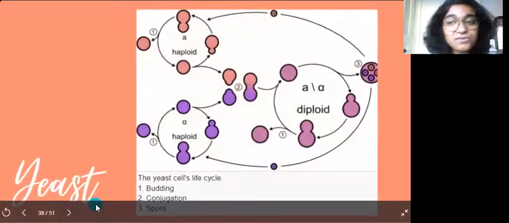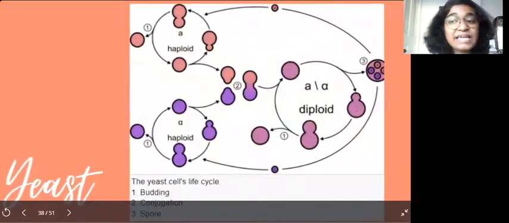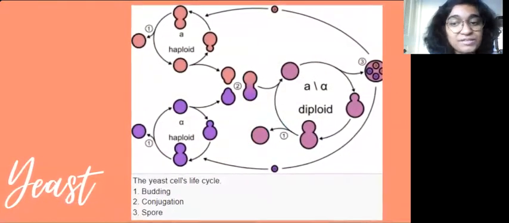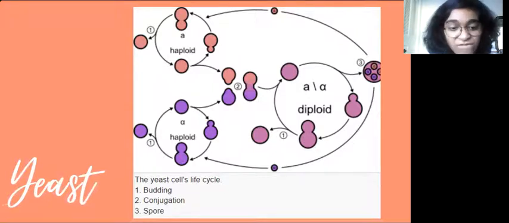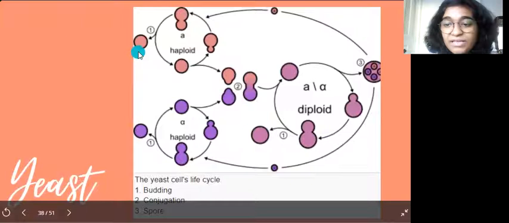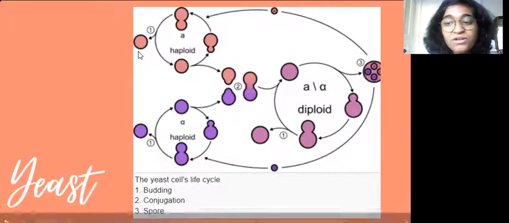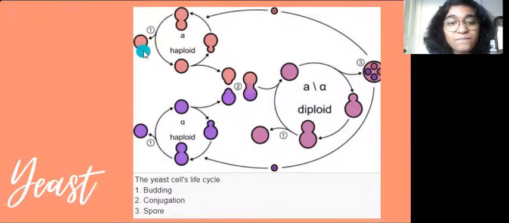Yeast. This is the story of yeast. Yeast have asexual and sexual reproductive cycles. However, the most common mode of vegetative growth in yeast is asexual reproduction by budding or fission. Here, a small bud, or a daughter cell, is formed by the parent cell.